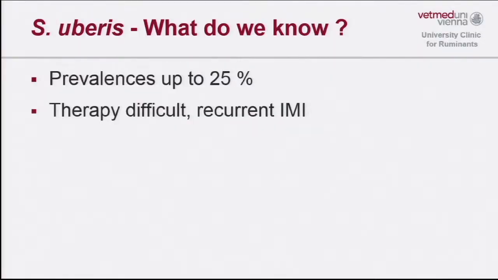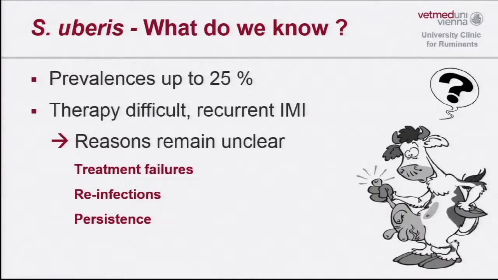So, what do we know about Strep uberis? It's one of the most important mastitis pathogens worldwide. It causes up to 25% of clinical and subclinical intramammary infections. And from practitioners' point of view, it causes several problems in therapy. Poor response to treatment is reported, and despite therapeutic attempts, recurrent cases of mastitis are frequently observed.